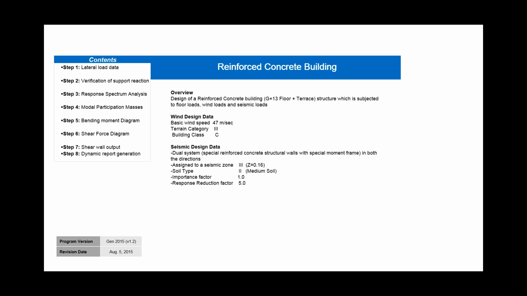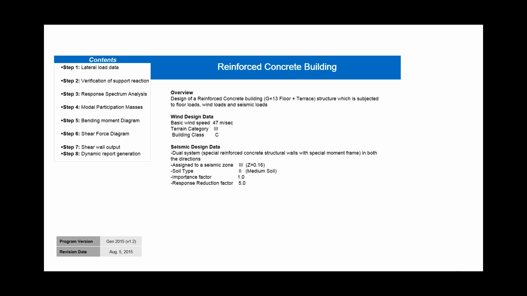And the geometry we can directly import from our model, and then we directly start how to define the gravity load, as well as the two-way and one-way loading, and then lateral loads, support reactions, how to check the results, then response spectrum analysis, modification factor, and modal participating masses, bending moment diagram, shear force diagram, which are the normal things, and the shear wall output, how we can directly get the wall design, and the dynamic reverse generation. This is the content we are doing today.